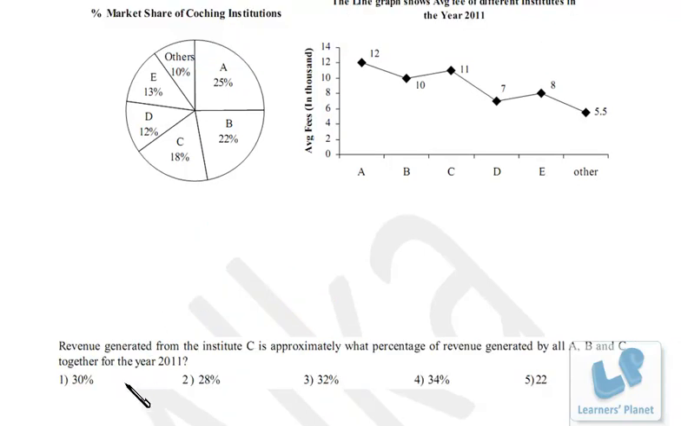Now let's say this one. Revenue generated from the Institute C is approximately what percentage of revenue generated by all A, B and C together for year 2011? Now friends, since we have to make the calculation for C and A and B, all of them from 3 lakh, right? So what is happening over here?